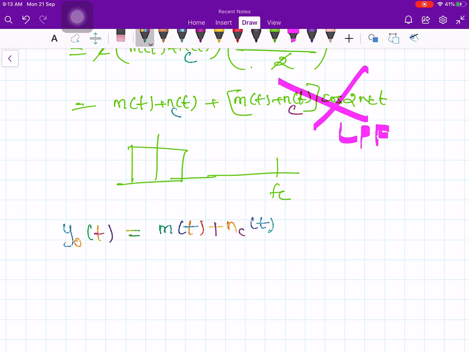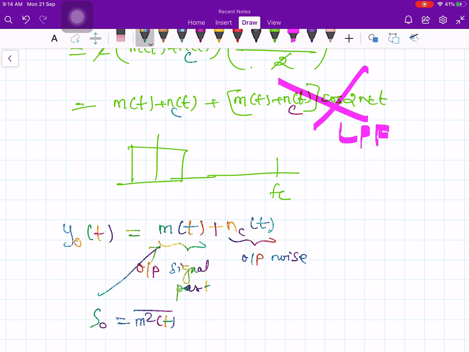Therefore output of the detector is m of t plus nc of t, and this m of t is the output signal, and this one is output noise of the demodulator. And once again, what is the power of this? S naught is equal to m square of t bar. What is the noise power? Noise power n naught is equal to nc square, like this.